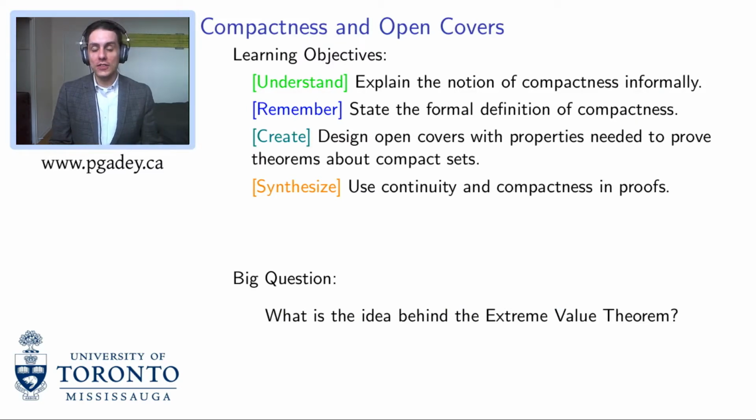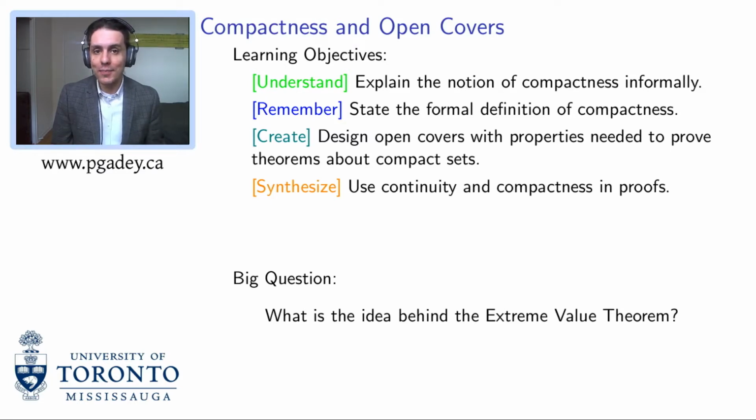What are our learning objectives for today? We're going to explain the notion of compactness informally. We're going to state the formal definition of compactness. We're going to design open covers with properties needed to prove theorems about compact sets, and we're going to use continuity and compactness in proofs.